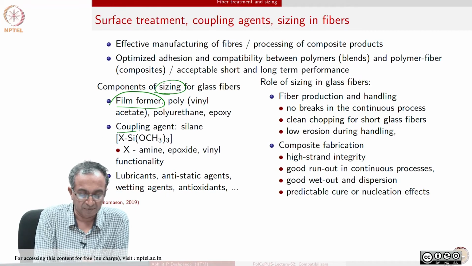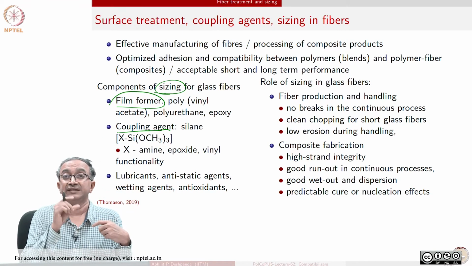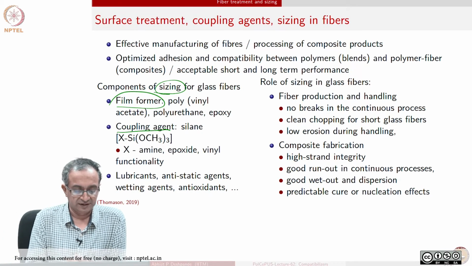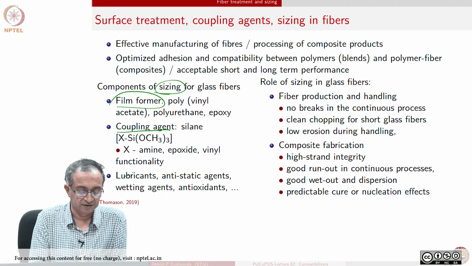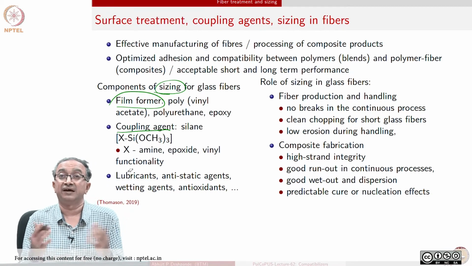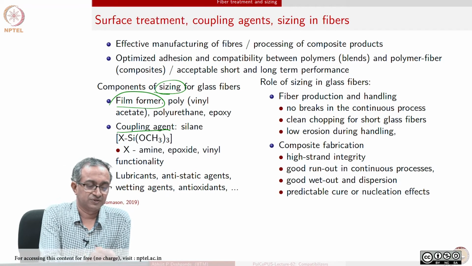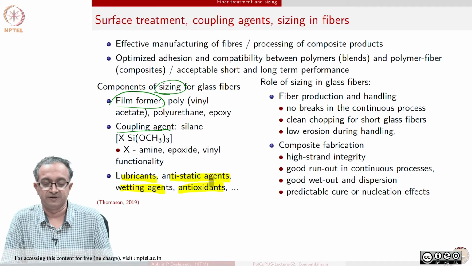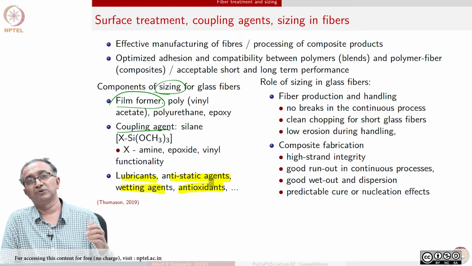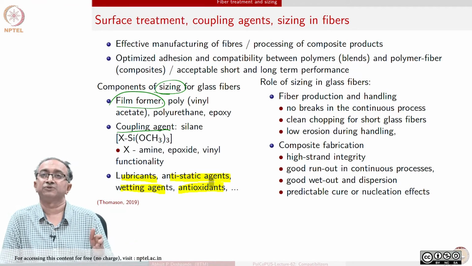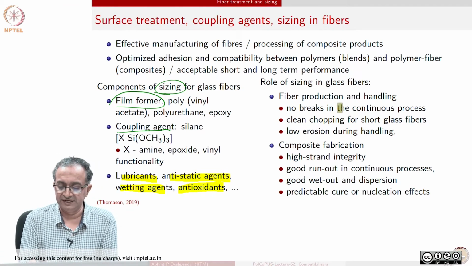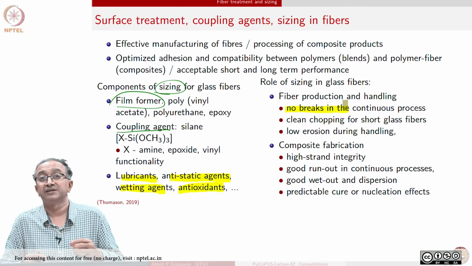We can also add some coupling agent which reacts with the fiber, and they have some compatible groups which will interact with the polymer. And of course, because fibers are handled in large industrial settings, generally we can also add several of these lubricants, anti-static agents, and wetting agents to improve the performance of the fibrous systems. And so, the sizing plays an important role not only during fiber production itself, it plays a role during composite manufacturing also. During fiber production itself, basically if we have sized fiber, then it does not break very often.